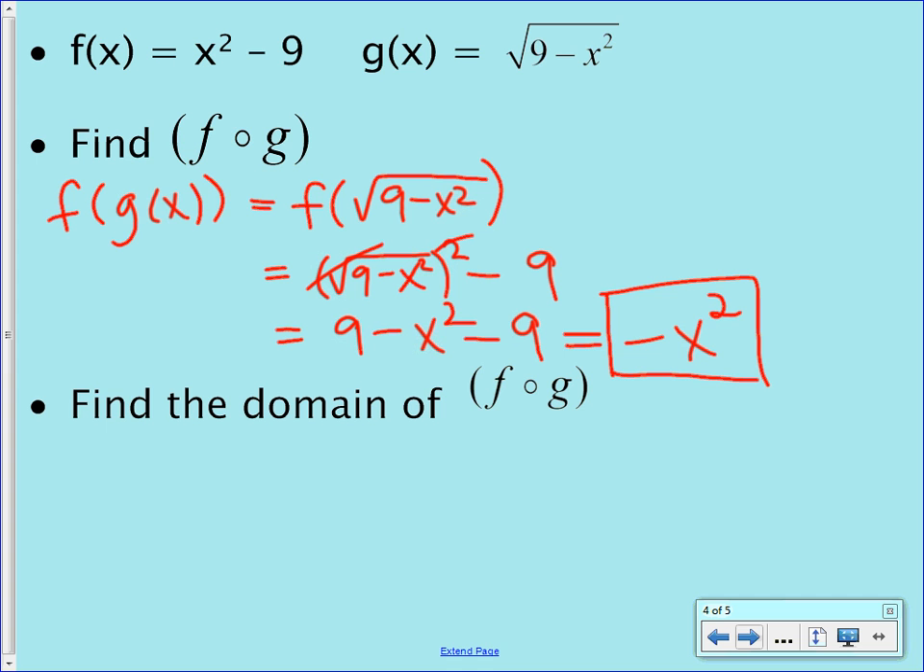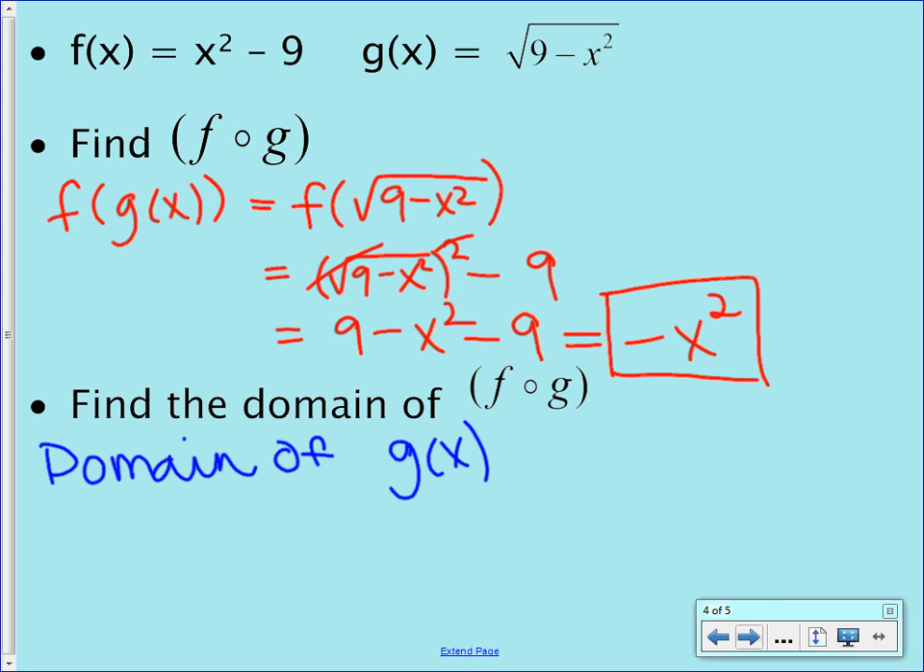Okay. Now we need to find the domain. Okay. So the first thing we're worried about is we plugged in g of x to our function. Okay. Well, what numbers can we even plug into g of x? Because that matters. So we need to find the domain of g of x.